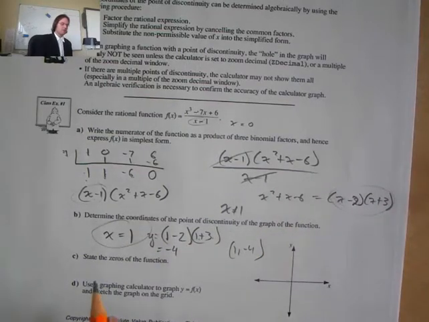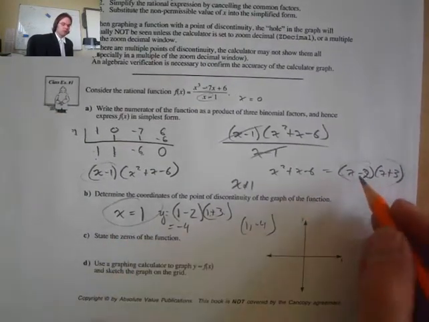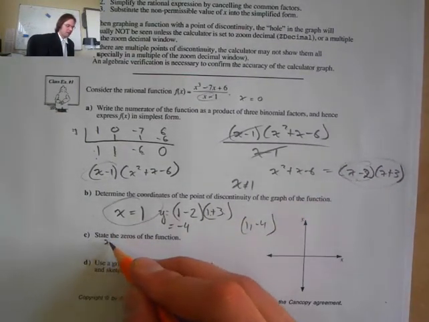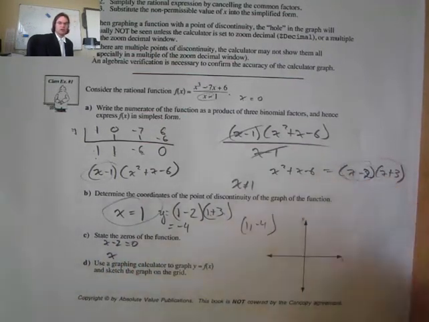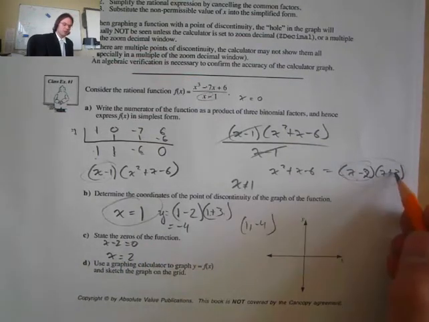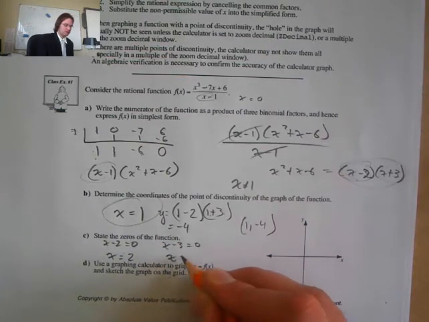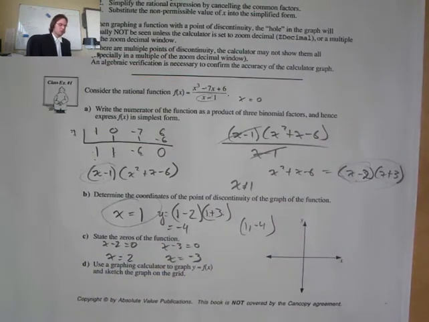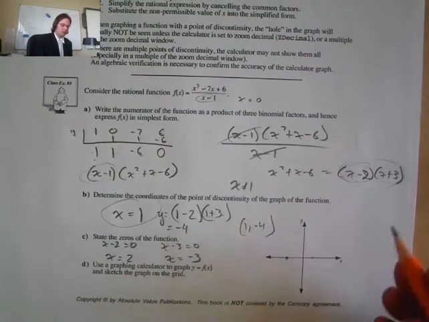Okay? Now it wants us to state the zeros of the function. So what are my zeros? Remember, we have x minus 2 is equal to 0, so on the denominator in factored form, x is equal to 2. And the other one is when x plus 3 is equal to 0, so x is equal to negative 3. So those are my two zeros, at 2 and negative 3. And my point of discontinuity is at 1, negative 4.